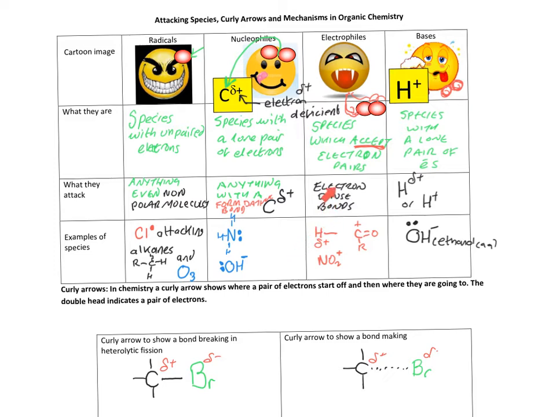The third type of attacking species is our electrophile, and that's opposite to a nucleophile. Phile means it's attracted to, electro means electron dense areas. This time our electrophile accepts electron pairs. You can see here it's grabbing a pair of electrons, and if we just put a curly arrow onto that, we can see that the electron pair is drawn towards the electrophile. So there's the curly arrow, there's where the electron pair is starting, it's going towards the electrophile. And electrophiles tend to be electron deficient.